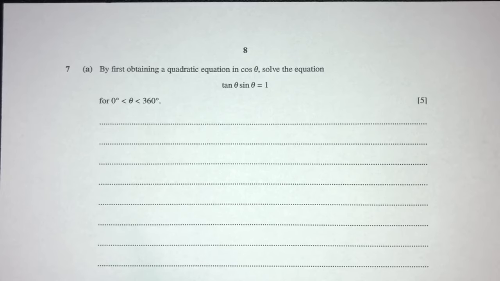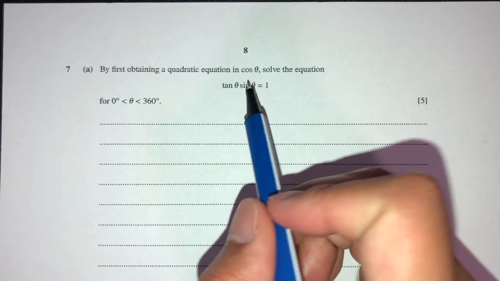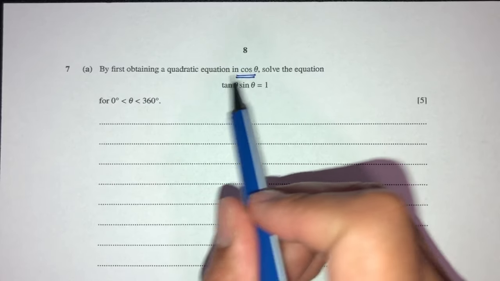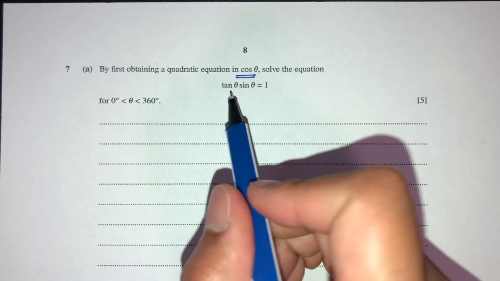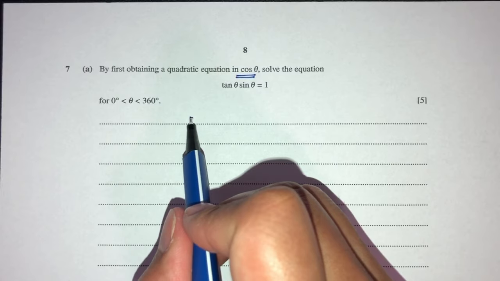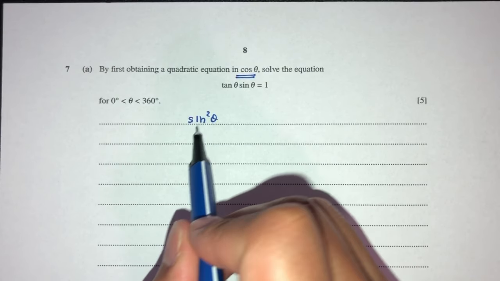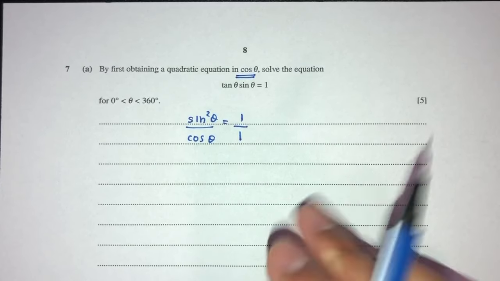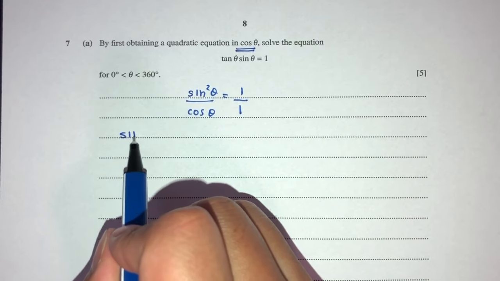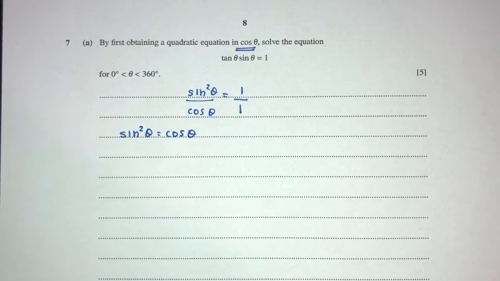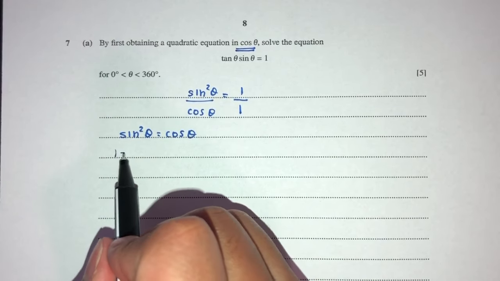So here we have to first, by obtaining a quadratic equation in cos theta, solve this equation. So first change that into cos something. We'll see. Now tan theta is simply sine over cos. So sine times sine will be sine square over cos, is a value of 1. So cross multiply, you will have the value of sine square theta is a value of cos. Now we also know, well, obviously this is the value of 1 minus cos square theta.